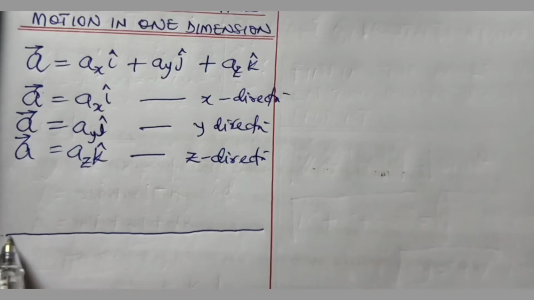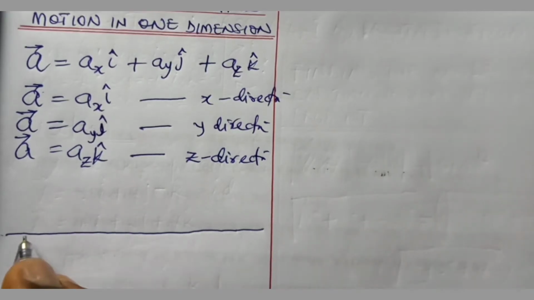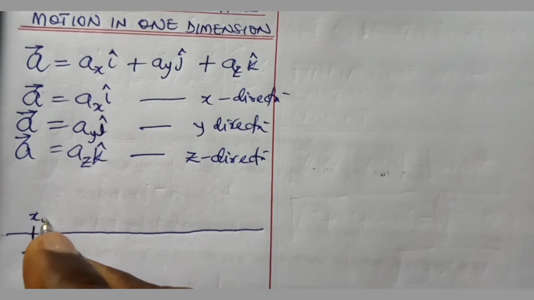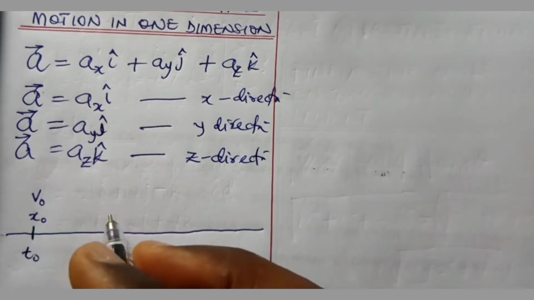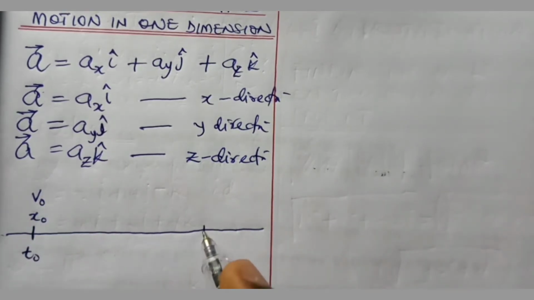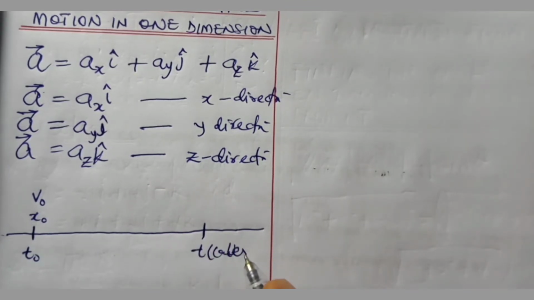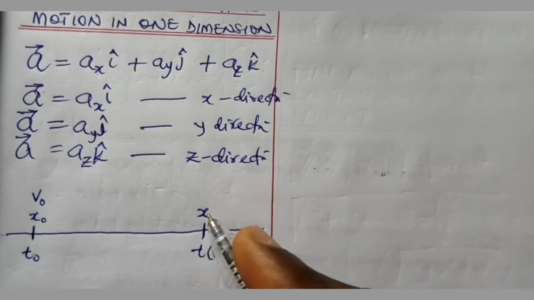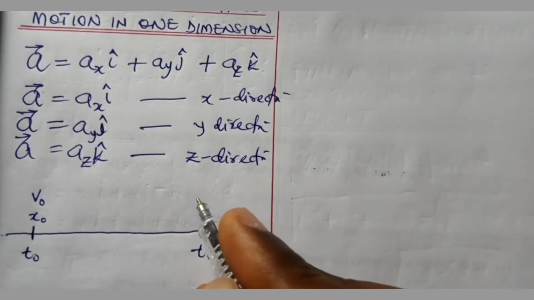Now let us consider an object moving from this point to this point, where at a certain time t equals 0 you capture the position to be x0 and the velocity to be v0x. After a time t later, you observe that the displacement is now x minus x0 and the velocity is vx.